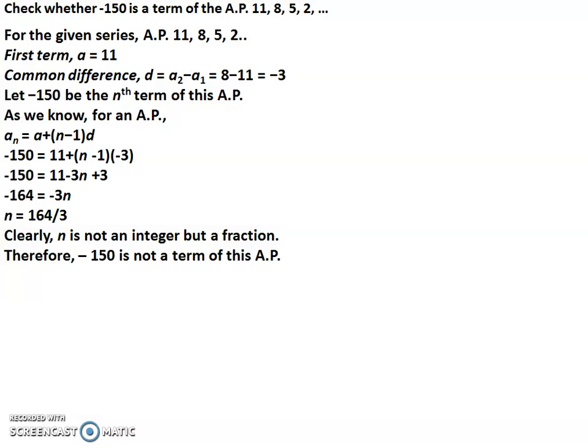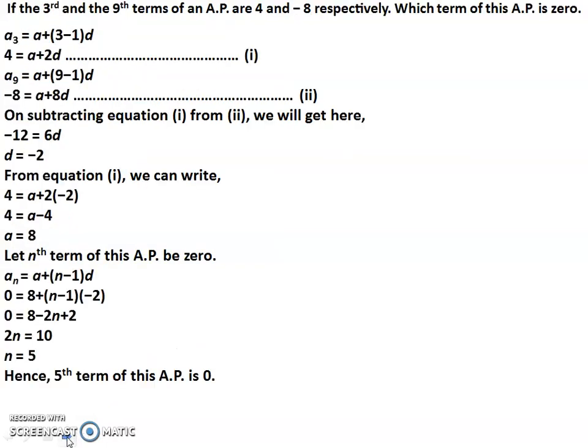Here, let's see what happened. Here, n is equal to 164 by 3. Is this a natural number? No. So, negative 150 is not a term of this AP. Let's see what happens next.